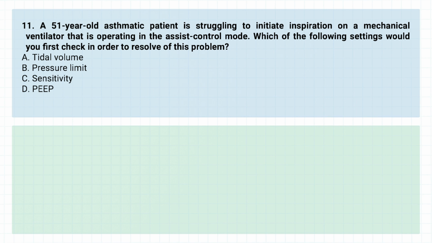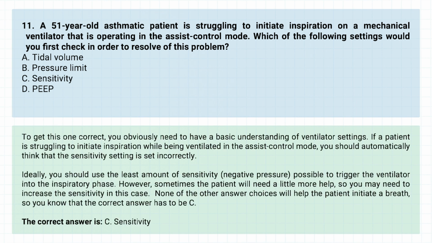Number 11. A 51-year-old asthmatic patient is struggling to initiate inspiration on a mechanical ventilator that is operating in the assist control mode. Which of the following settings would you first check in order to resolve this problem? A. Tidal volume. B. Pressure limit. C. Sensitivity. D. PEEP. The correct answer is C.